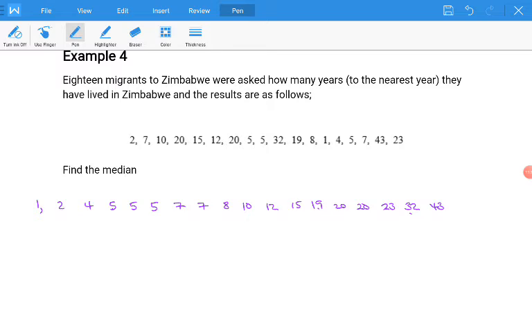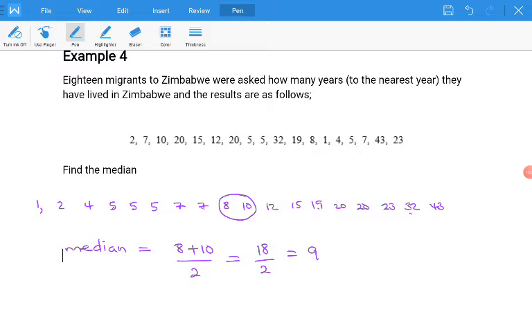So the two middle numbers are the observations on the 9th and the 10th position. So median is equals to 1, 2, 3, 4, 5, 6, 7, 8, 9. So it is equals to 8 plus 10, because these are the two central observations. Then I divide this by 2. So the median is equals to 18 over 2, which is equals to 9.